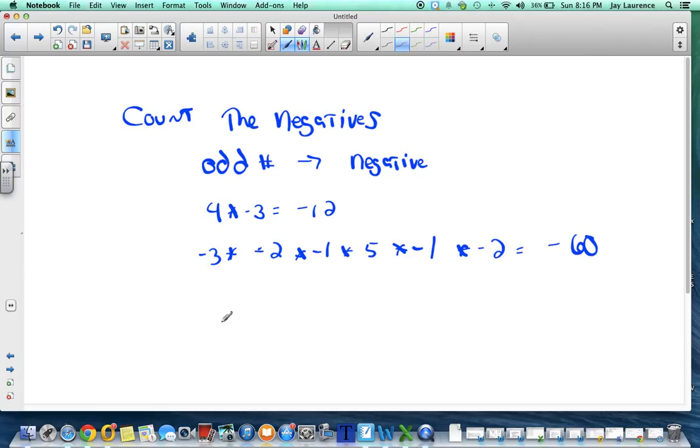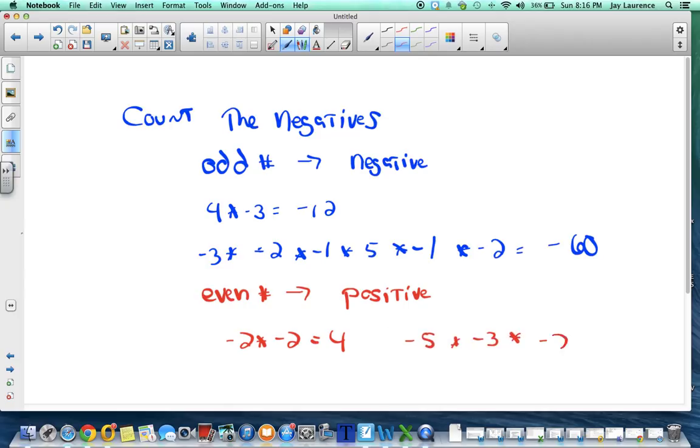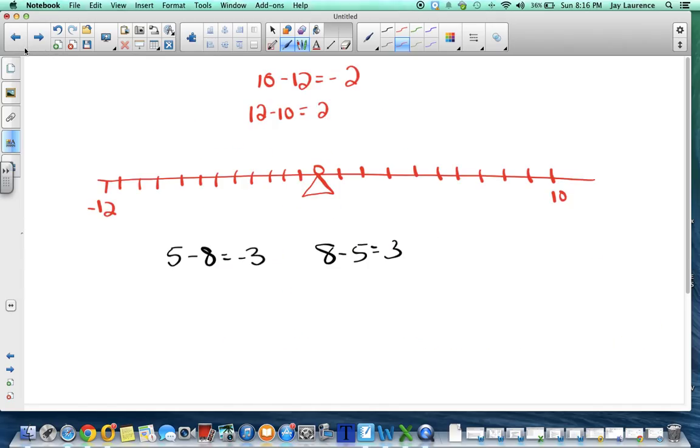Okay, if you get an even number, then your answer is going to be positive. Negative 2 times negative 2 is positive 4. Negative 5 times negative 3 times negative 2 times negative 1 is going to be a positive 30. How do I know? Because I'll say the word negative 4 times. Negative 5, there's once, times negative 3, twice, times negative 2, 3 times, times negative 1, 4 times. It's a positive answer. It's so simple. Don't get it wrong. It's too easy.